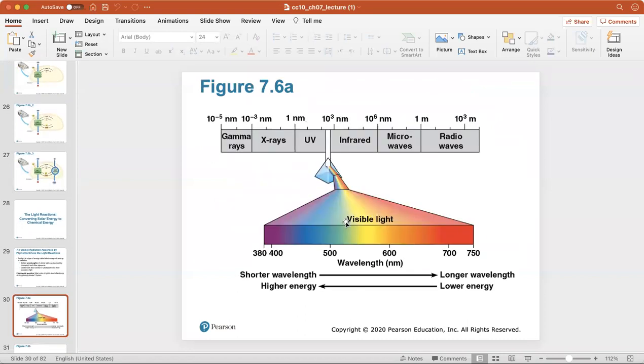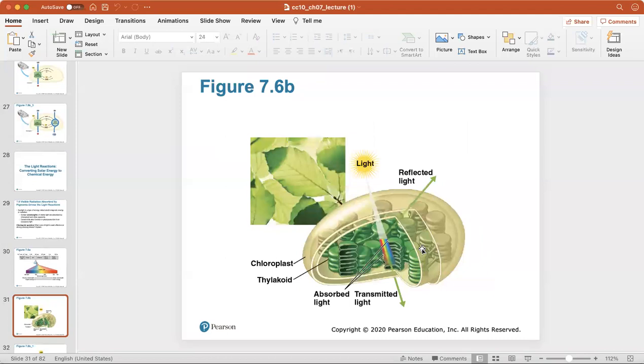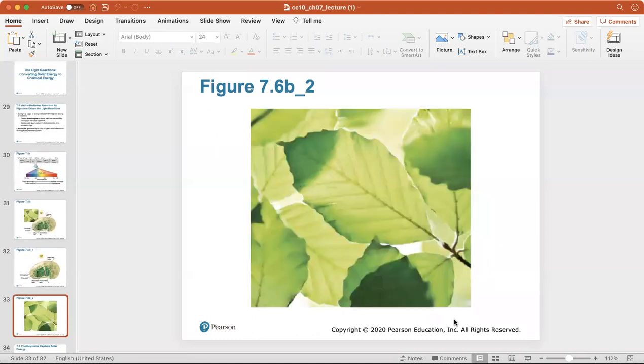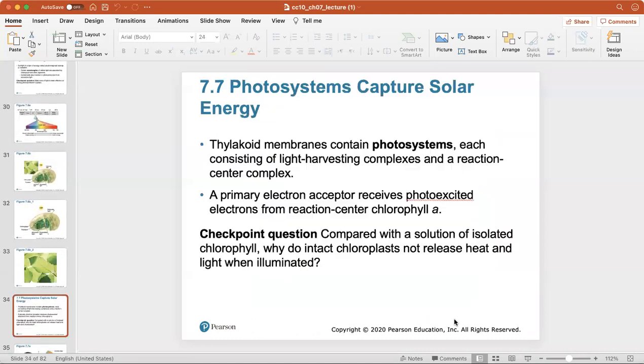And here's just a look at the light rays of visible light on the visible light spectrum. So on the light spectrum, the visible lights we see have wavelengths of about 380 to 750 nanometers. And again, here are the light rays that will enter into the chloroplasts. Some will be reflected, others absorbed, and some will be transmitted through, as shown here on that leaf.